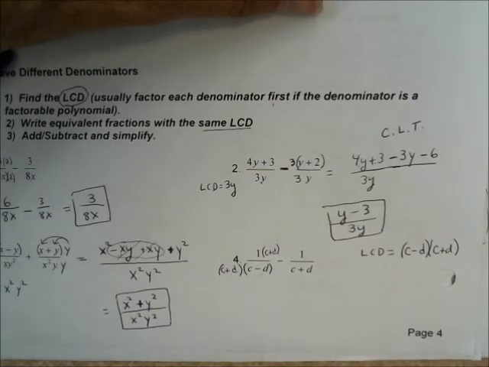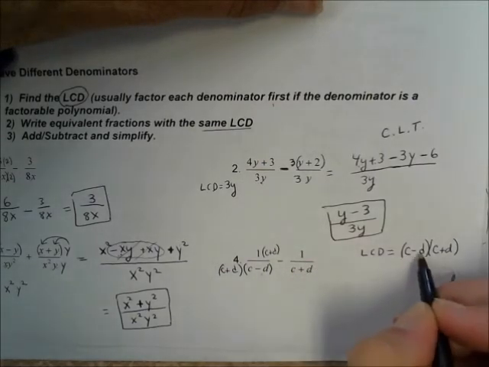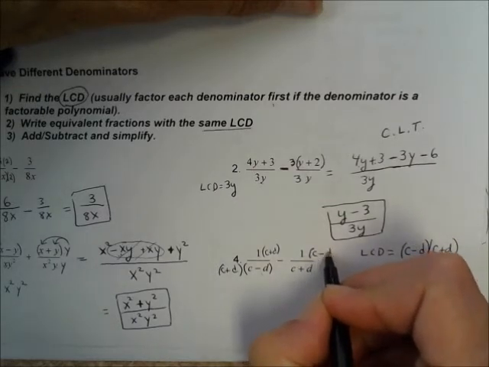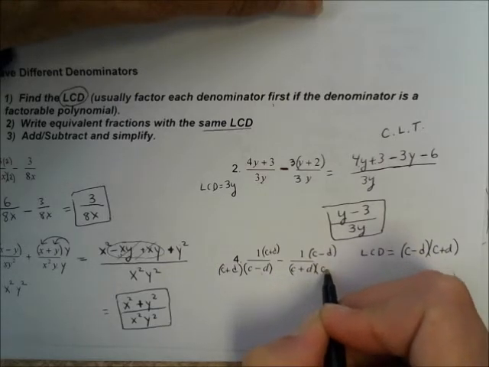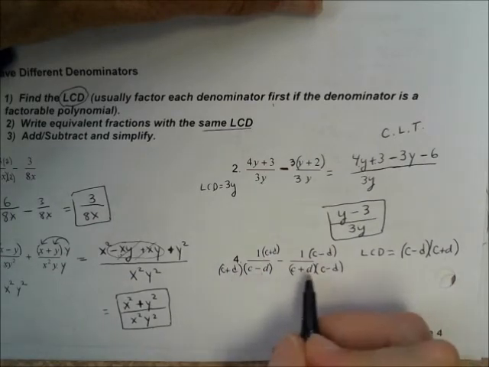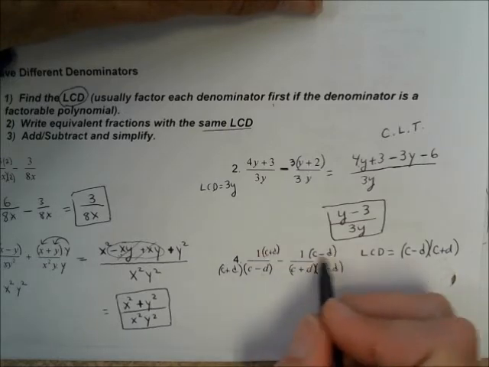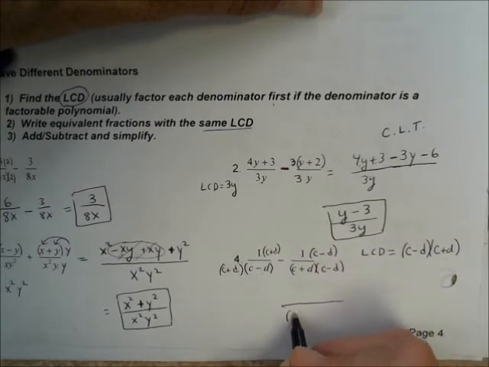Now this is the same as that LCD. Now if you look at this denominator, the c plus d, it doesn't have the c minus d, so I'm going to multiply the top and bottom by c minus d. Surround that with parentheses and multiply the bottom by c minus d. So now we've got the same denominator here, and now we can just put these two together. We can just add up those numerators and keep the denominator as c plus d times c minus d.